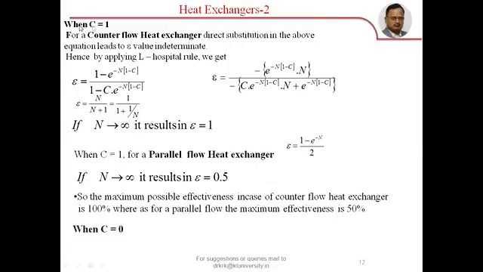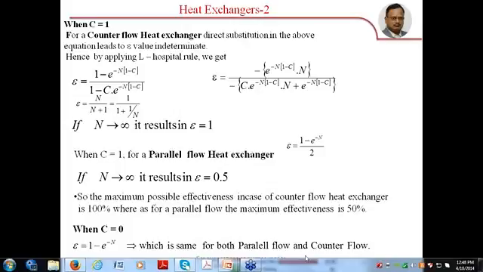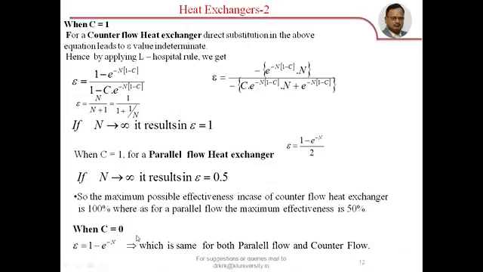If C is equal to 0, like C equal to 1 we have analyzed, when C equal to 0, this effectiveness formula becomes 1 minus e power minus n for counterflow. Even for parallel flow also, it is 1 minus e power minus n. That means it is same for both parallel flow and counterflow. Normally C equal to 0 only when one of the fluid is condensing or evaporating. And we have already seen that when one of the fluid is condensing or evaporating, the direction of flow of fluids are immaterial. Whether it is parallel, counter or cross flow, the effectiveness remains same.